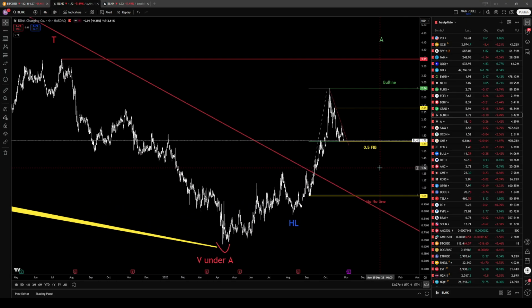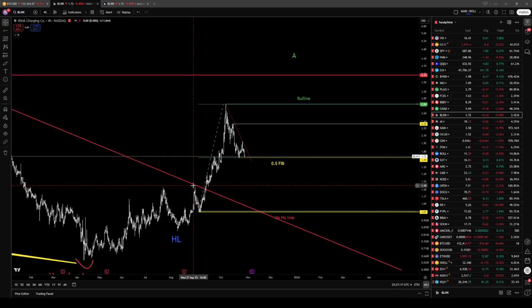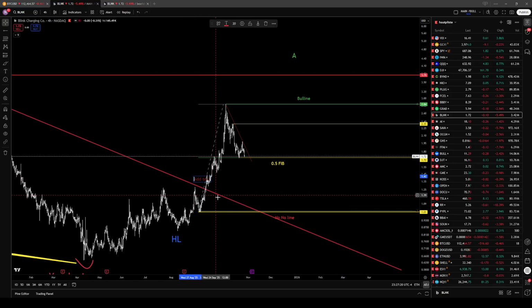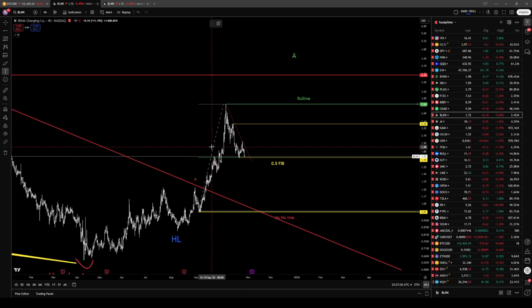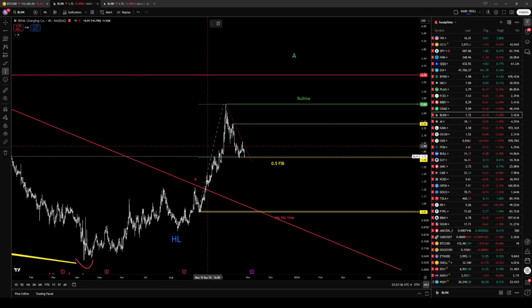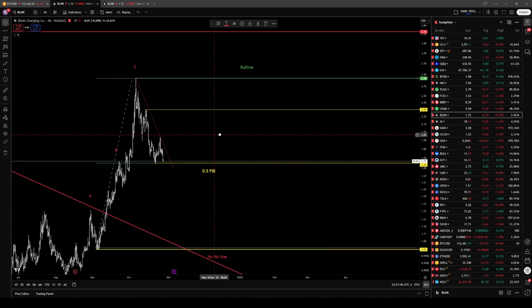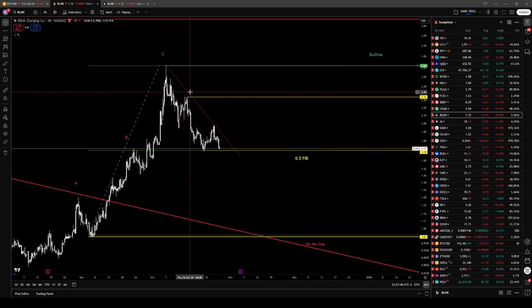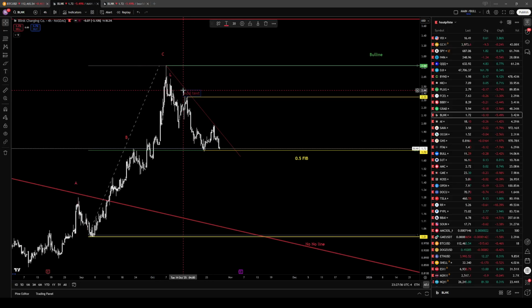And for the bull version, we perfectly hit. I mean, okay, this is your high low. This is your little a. This is your little B. This is your little C. So, what have we done? Lower high, midpoint. Lower high, midpoint.